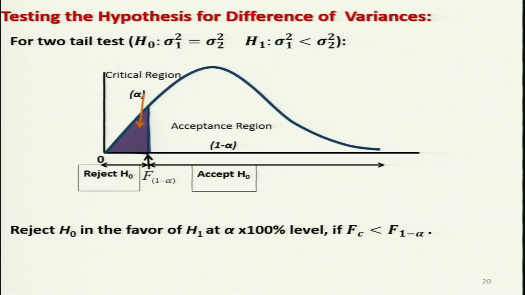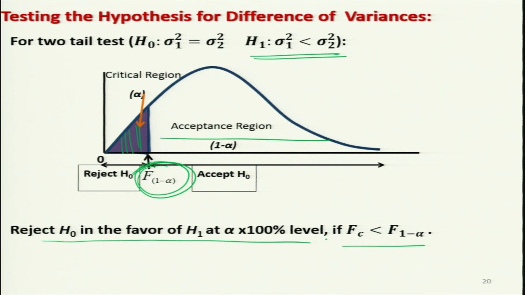And similarly, if the alternative hypothesis is sigma1 square less than sigma2 square, then in that case the critical region is going to lie on the left hand side of the F distribution, and the critical value will be somewhere here. The acceptance region is here. So, you simply compute the value of F on the basis of the given sample of data and see if this value is smaller than F 1 minus alpha, then you say reject H0 in favor of H1 at 100 alpha % level of significance. And if it is lying somewhere in this acceptance region, then you accept H0.